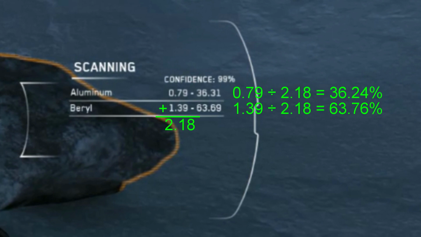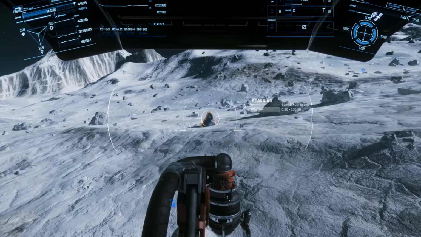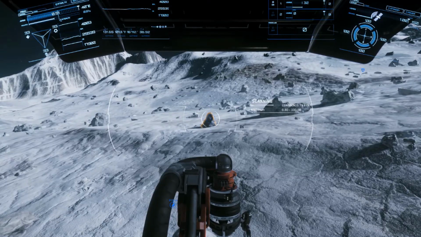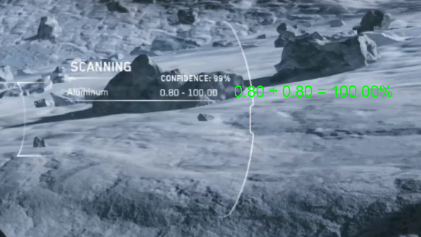Okay, let's try it on one last rock. This time we've picked one that only has one useful element. These will always say 100, by the way, and yes, I know it's kind of silly, but the math checks out on this one.